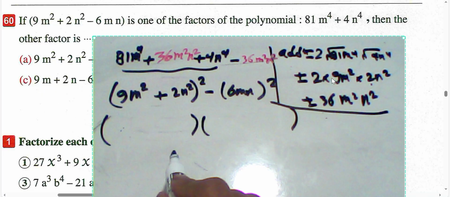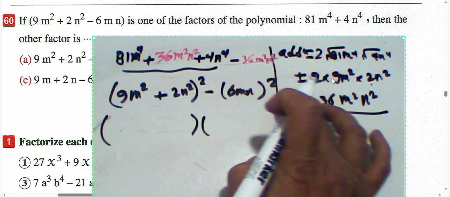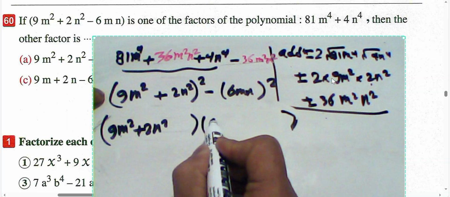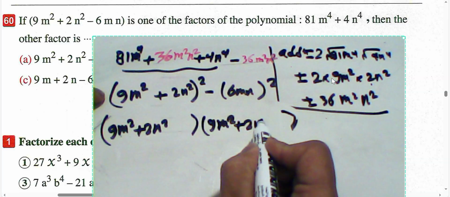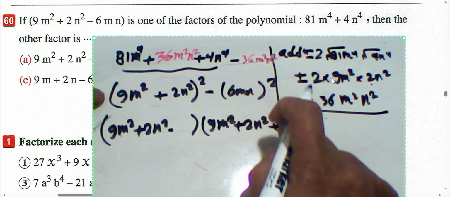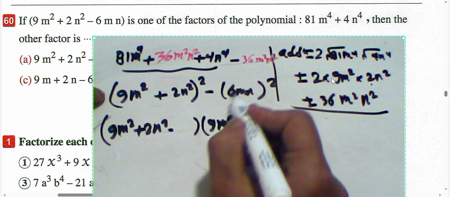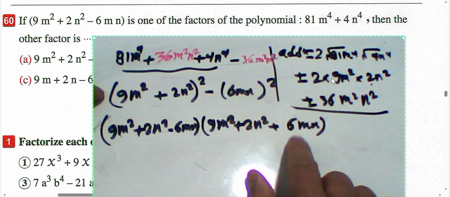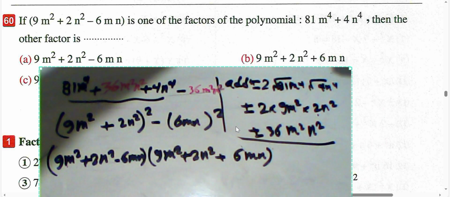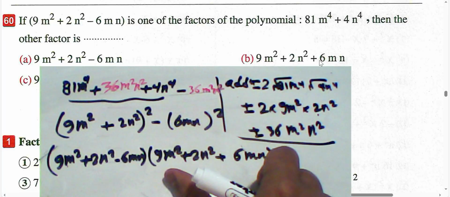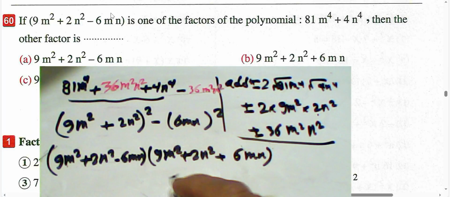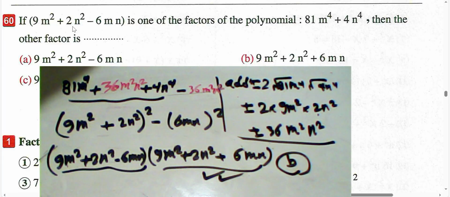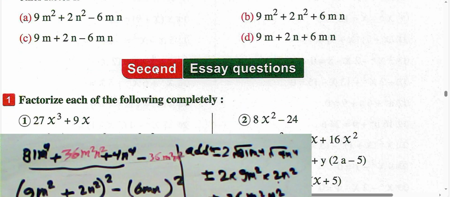Two brackets. The first bracket will be 9n² + 2m² and here 9n² + 2m². Write negative and positive: negative 6mn and positive 6mn. So the other factor in the example, the first factor, the second factor, will be letter B. Okay, we've now finished question number 1.